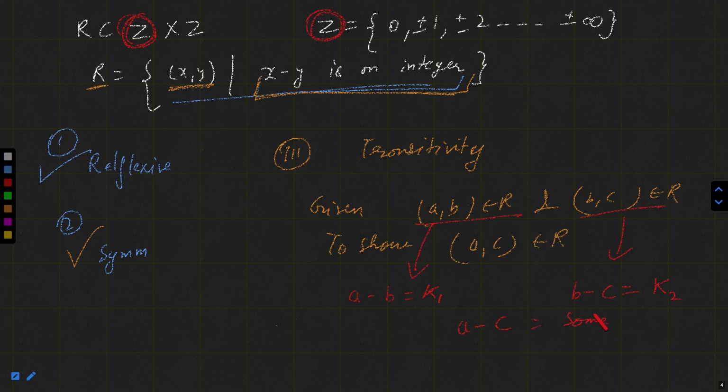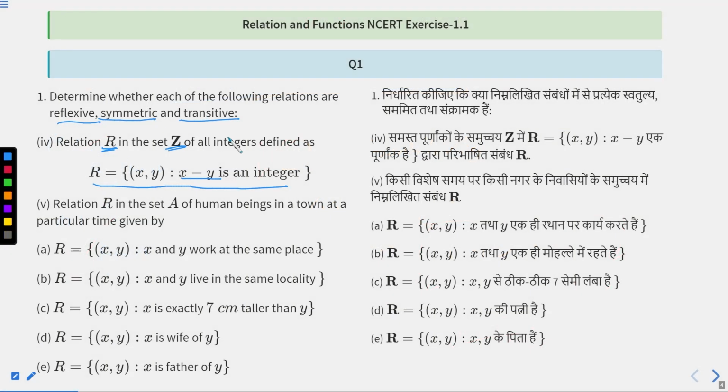The sum of two integers is an integer. So a minus c is also an integer, which means (a, c) must also belong to R. So I showed that it is transitive also. So my relation is reflexive, symmetric and transitive.